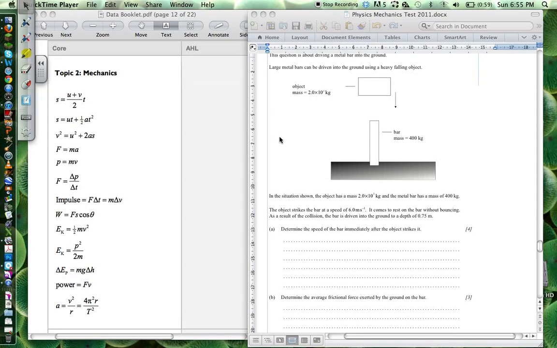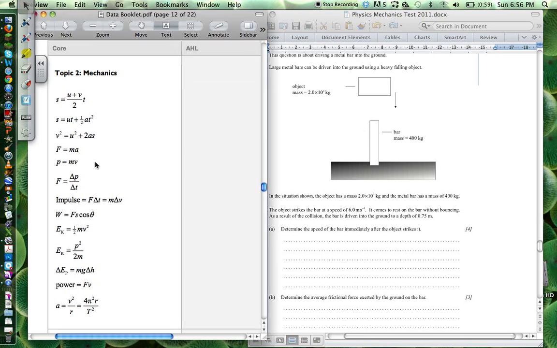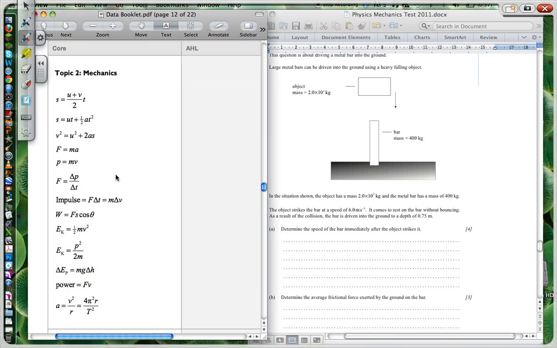So here we have question 3 of the Mechanics 2011 test, and this question is about driving a metal bar into the ground. Obviously it's to do with mechanics, so we need to use our formulas here. We've got objects that are falling, hitting other things, so it's likely that we're going to be using our momentum formula. That's going to be important. I can see something here about average frictional force. Probably we're going to be using our work formula, maybe, we'll see, but we need to have those in mind.